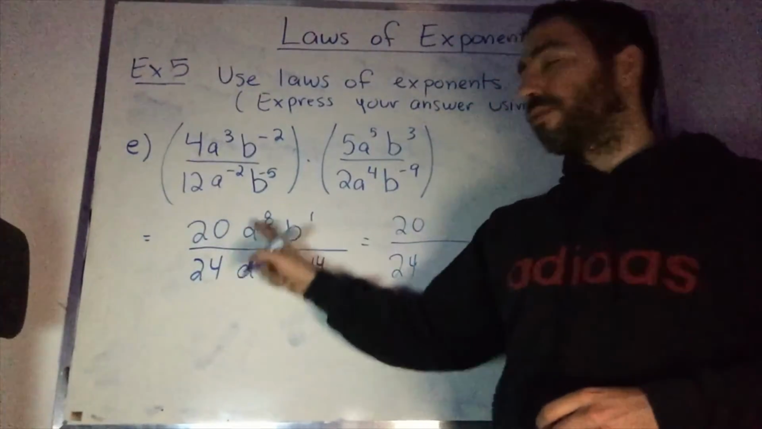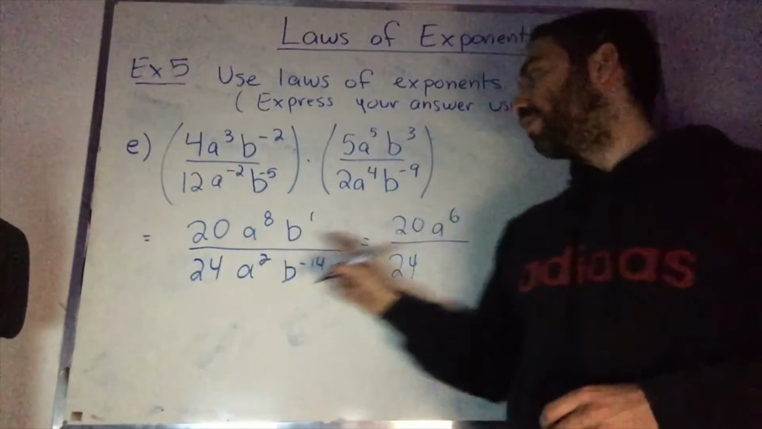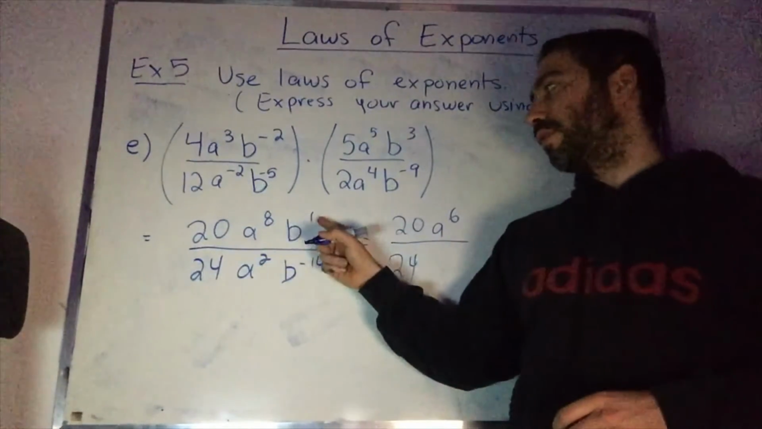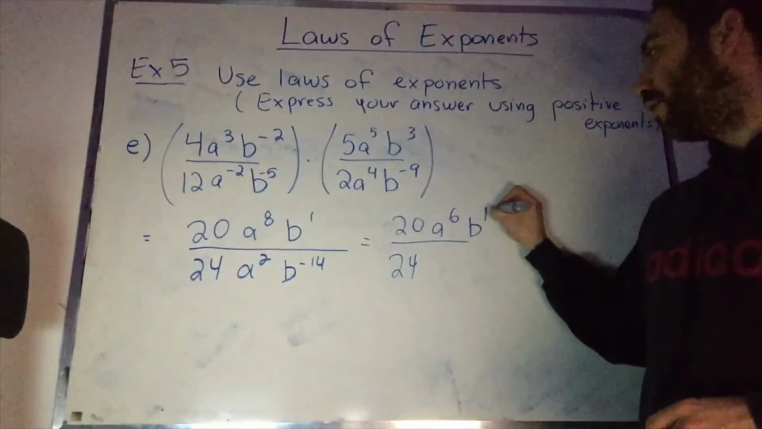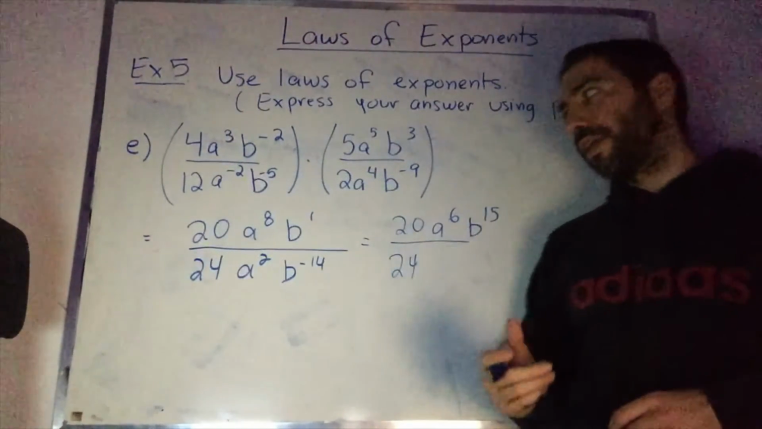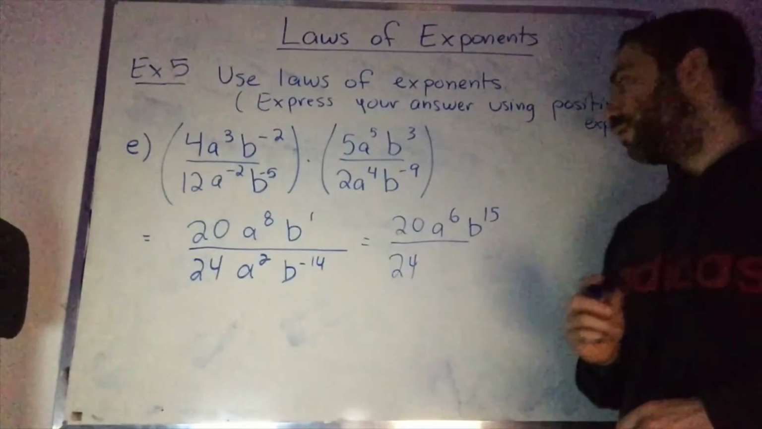But here the a's, they're dividing, so we have to subtract the exponent. We're left with a to the 6. 8 minus 2 is 6. And same for the b's. It's 1 minus negative 14, so we get b to the 15. So be careful again with negatives. 1 minus negative 14 is the same as 1 plus 14. So you get b to the 15.